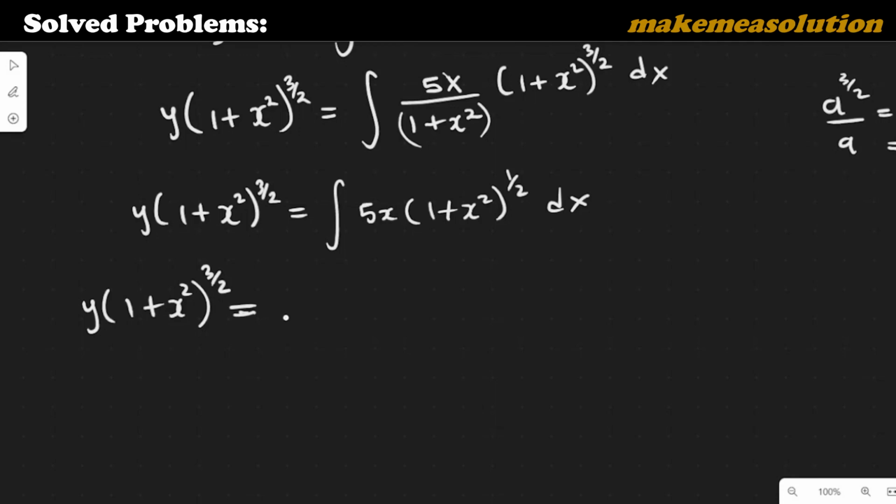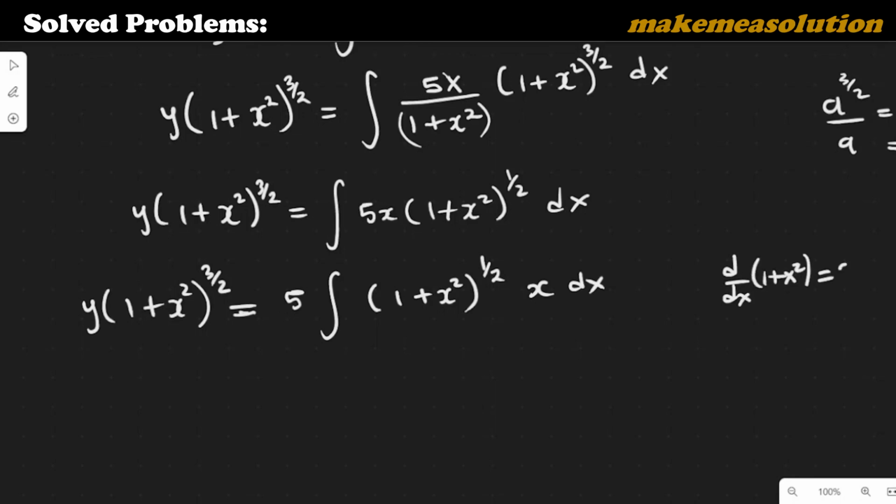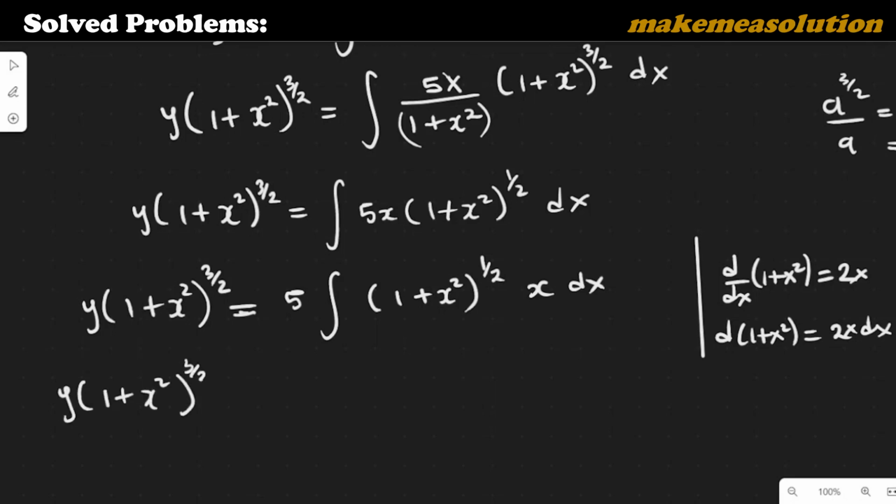Okay, so let's take this integral gradually. We are still going to use the same technique. So you have 5 times the integral of 1 plus x squared to the power of 1 over 2, then x dx. Of course, remember d by dx of 1 plus x squared is equal to 2x. So d of 1 plus x squared is equal to what? 2x dx. So remember this.